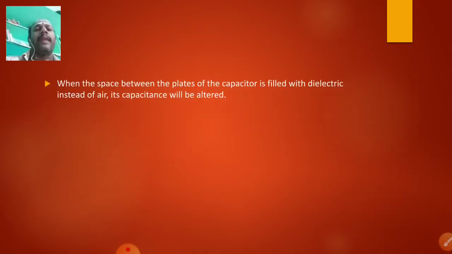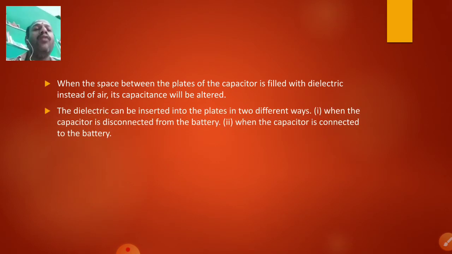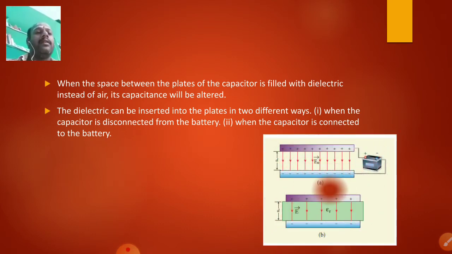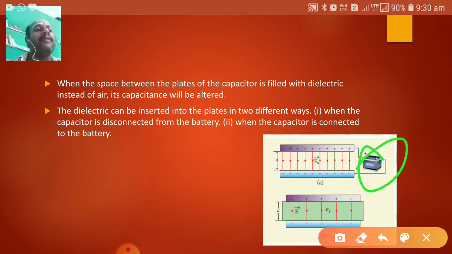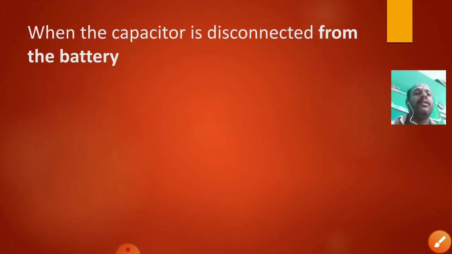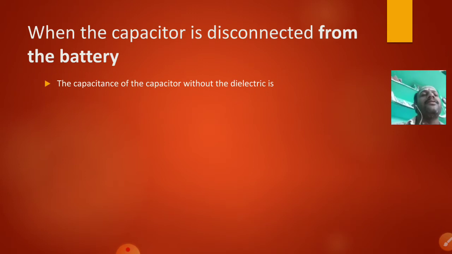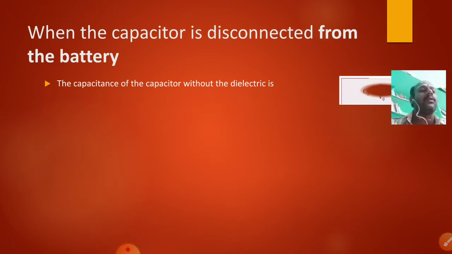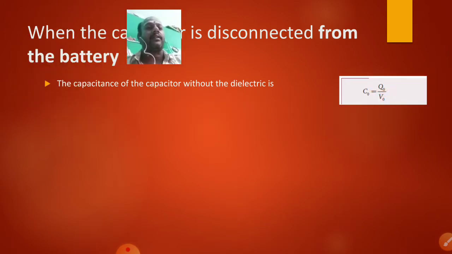Now when the space between the capacitor plates is filled with dielectric instead of air, the capacitance is definitely altered. How is it altered? There are two possibilities: the capacitor is disconnected from the battery, and the capacitor is connected to the battery. This is the first case. When I first charge the capacitor, then disconnect the battery, what is going to happen? Look here. The capacitance in air is C naught is equal to Q naught by V naught.